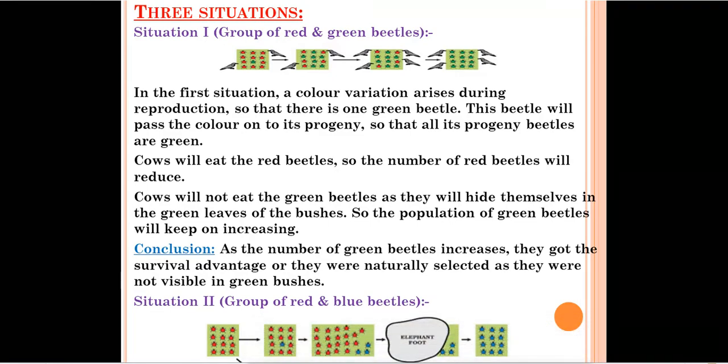Next we have situation number 2, that is a group of red and blue beetles. In the second diagram, you can see one blue beetle. So where did this blue beetle come from? This also came from the color variation which occurs during reproduction. After that what will happen?